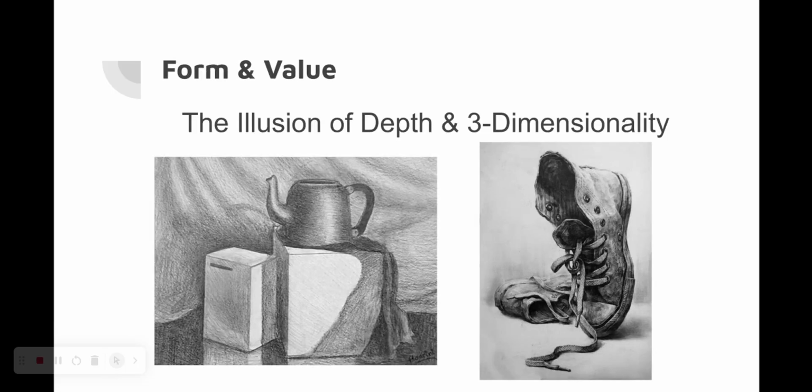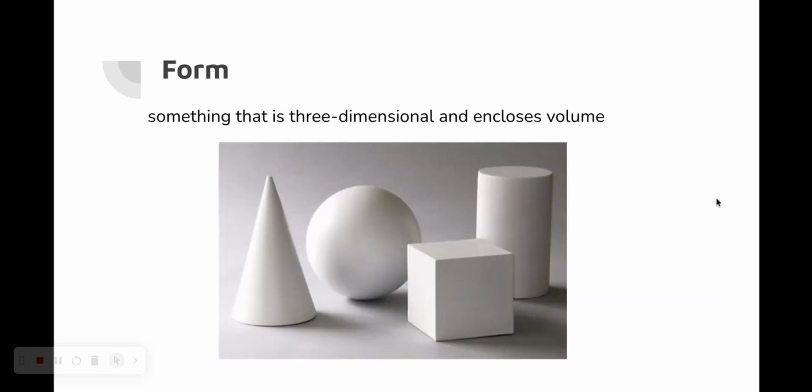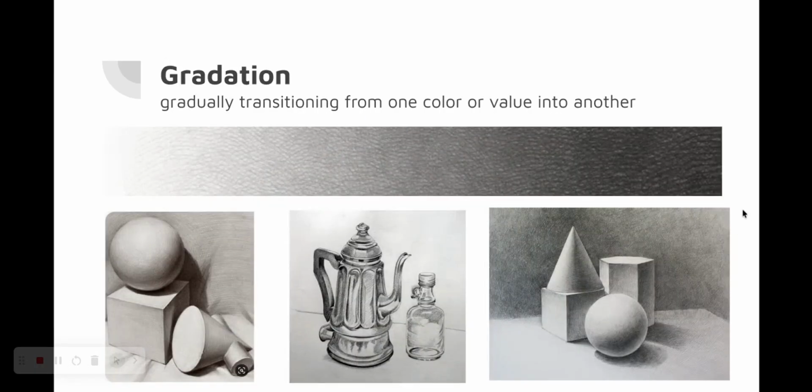So form and value pretty much go together because by using form, we are creating three-dimensionality, and then value is the illusion of depth. We're making things look 3D due to the use of value. So form is something that is three-dimensional and encloses volume. You are a form, you are three-dimensional, you are not flat. These are examples of basic forms.